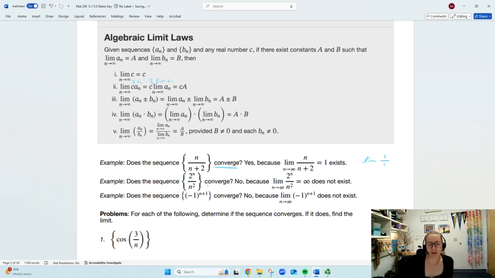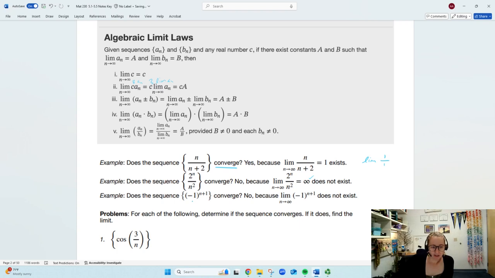Well, what is getting bigger faster, 2 to the n or n squared? Exponential always beats any sort of polynomial. Exponential gets big really, really fast as n approaches infinity. So my top part, my numerator, is getting bigger than my denominator, so it's going to be approaching infinity. It does not exist.